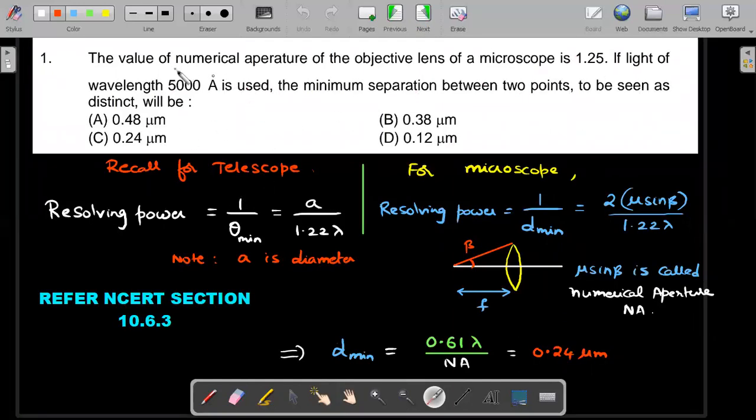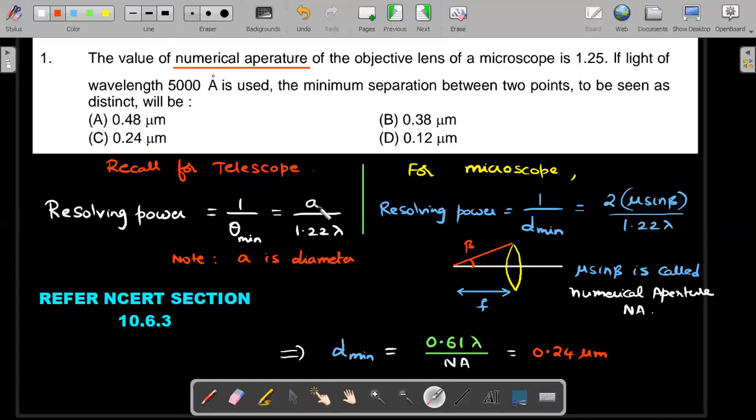What is meant by numerical aperture is something that you need to understand in order to remember that formula. Just mugging up will not help. Even though the question is on microscope, I would like to throw some light on the telescope relation. Resolving power in a telescope is measured as 1 by the smallest angle between the resolvable points. So 1 by angle is the idea there.